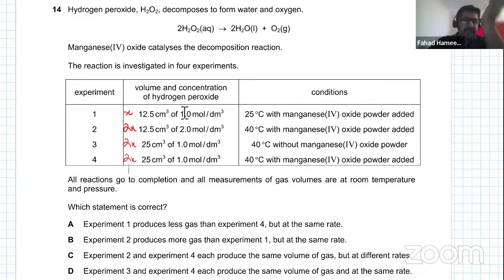ठीक है, you can either use a calculator to do this, लेकिन concentration times volume. This is double, so moles double. This is double, so moles is double. This is double, so moles is double, right? Compared to the first one. So in all these 3 experiments, you're going to get more gas. In the first one, you're going to get half the amount of gas. ठीक है, तो पहले वाले में the first one, you will be getting less gas.